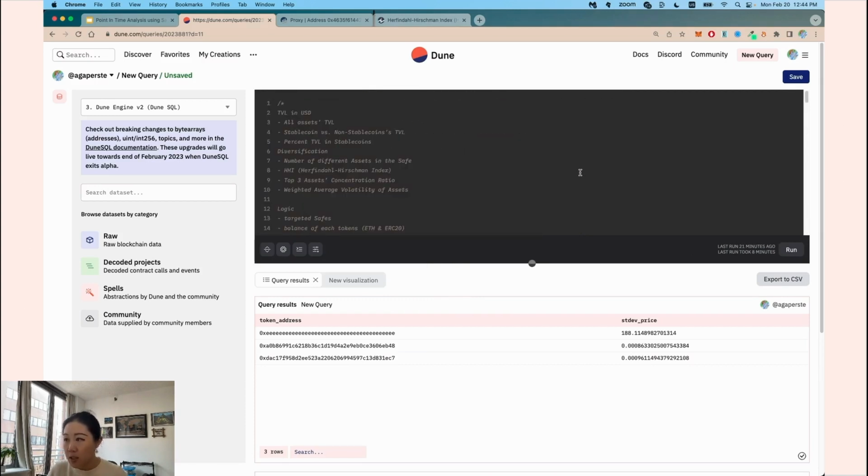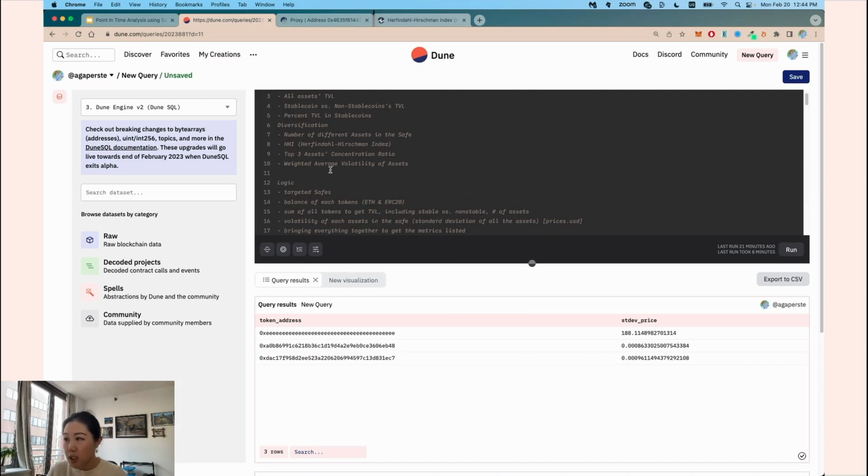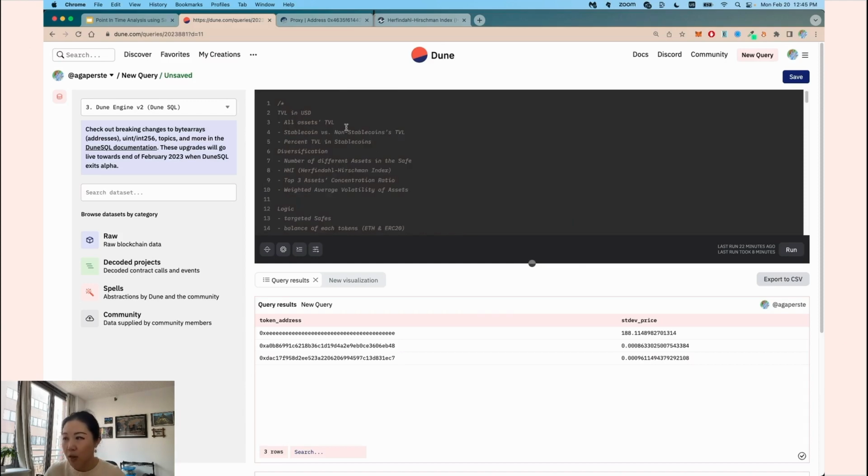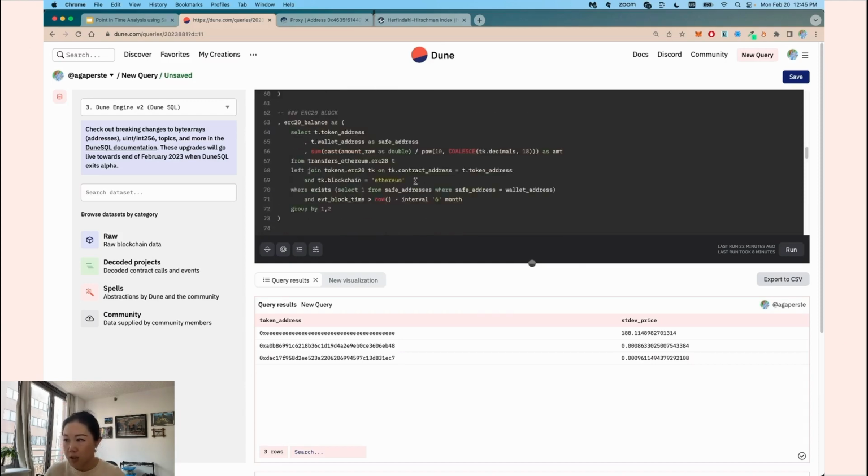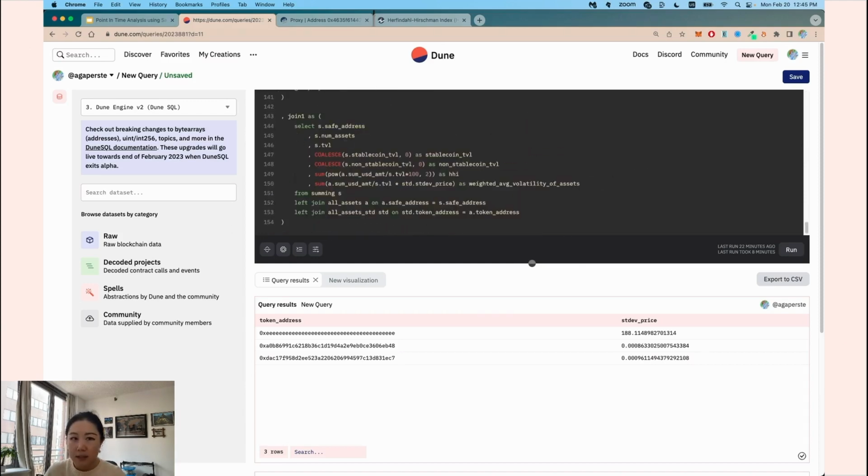One more thing that we need to do out of all the metrics here is we need to find the top assets concentration ratio. But to do that, we need to get a ranking of what the top assets are. So we're not able to do it here. We need to have yet another CTE to get the ranking and then grab the top assets. But other than that, all the metrics we wanted were done in this join one CTE.